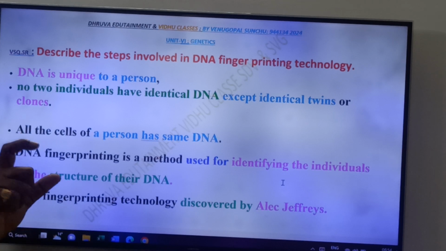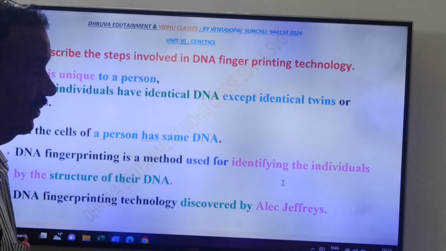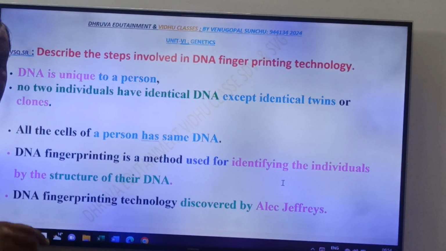Okay, friends. Now one more important point, friends. All the cells of a person have the same genome. Friends, genome means what? The haploid set of chromosomes is called the genome. So all the cells of a person have the same genome. There is no change in the DNA of the cells of one person. So all the cells of a person have the same genome, in DNA sense. All the cells of a person have the same DNA.